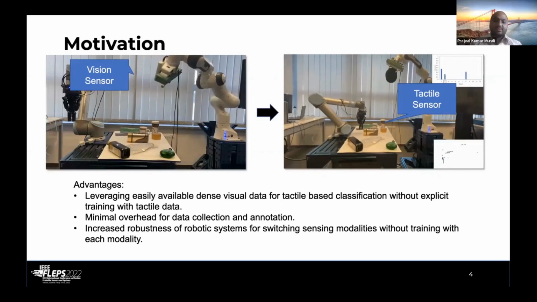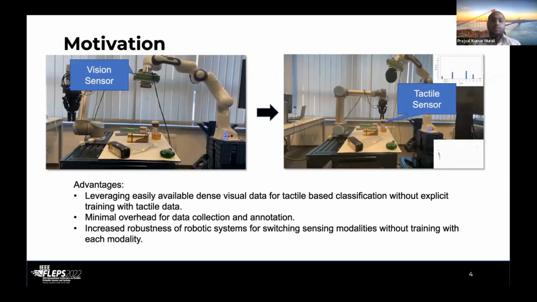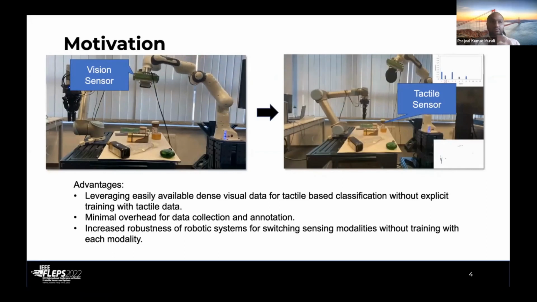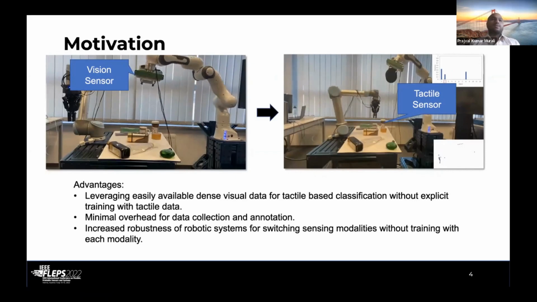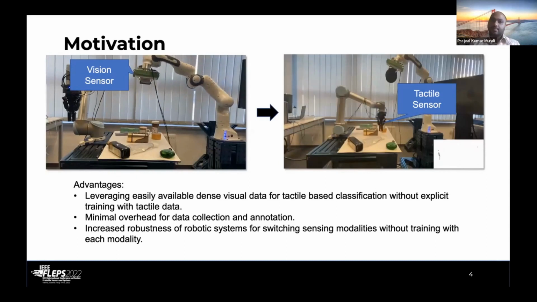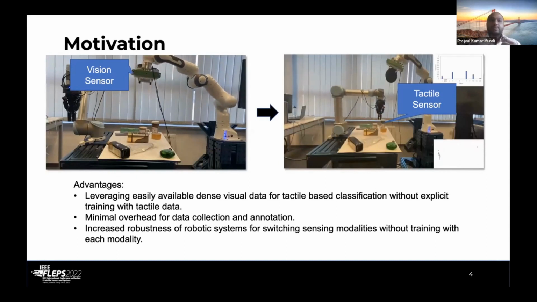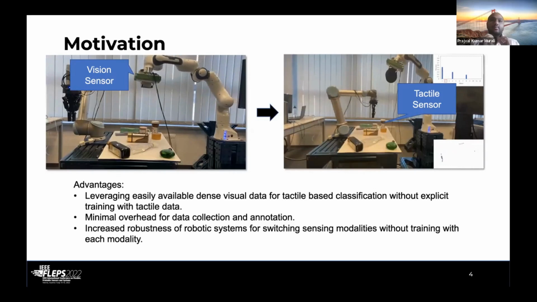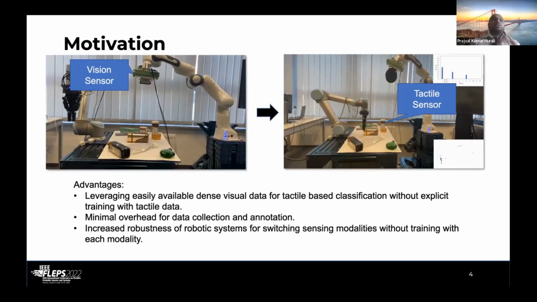And there's no explicit training with tactile data. This also gives minimal overhead for data collection and annotation. And it also increases the robustness for artificial agents such as robotic systems, wherein it can switch between different modalities without explicit training in each modality. For instance, if the camera is not working or the camera is occluded, a robotic system can switch to the tactile modality to complete the task of object recognition without spending time on data collection, annotation, and training, and so on.